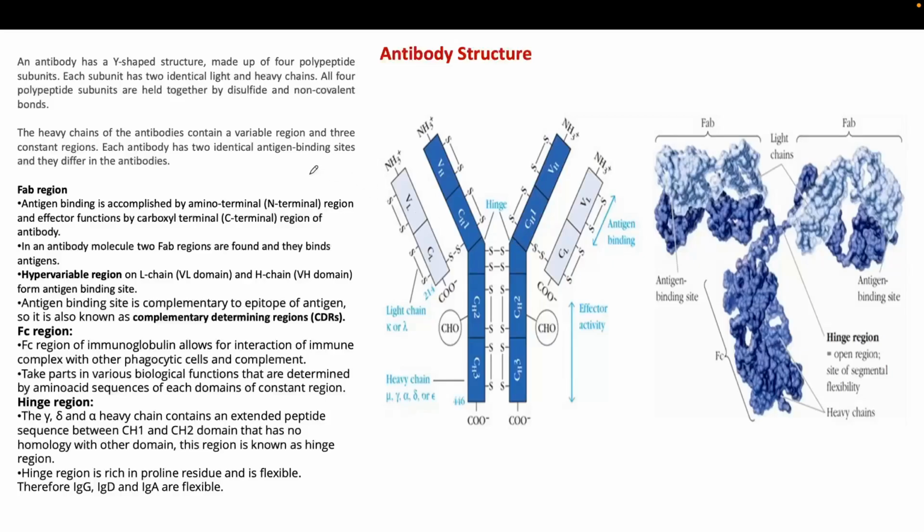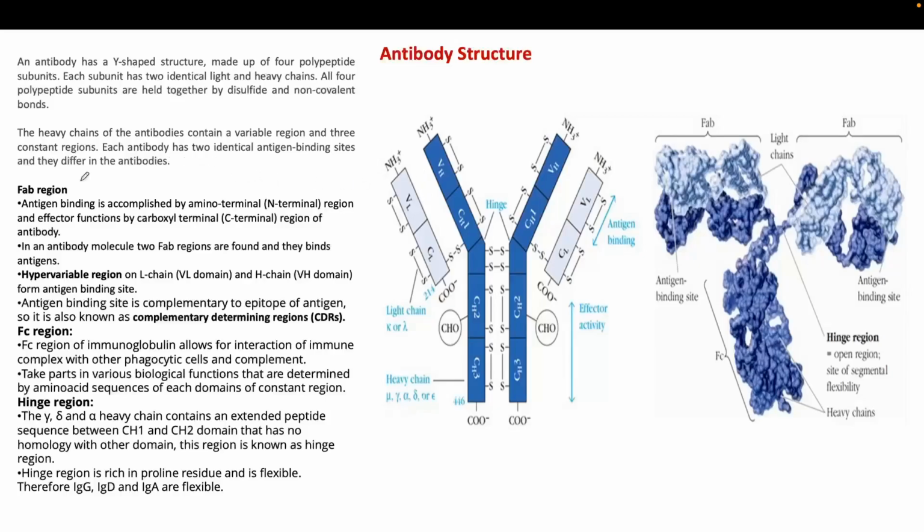This is made up of four polypeptide chains, with two identical light and two identical heavy chains. All four polypeptide subunits are held together by disulfide bonds and non-covalent bonds. These heavy and light chains are categorized into three different parts.